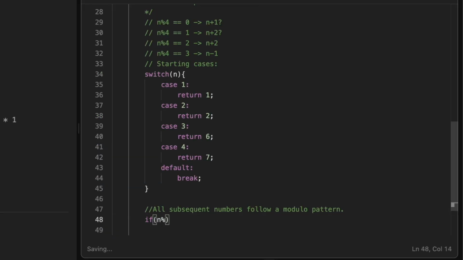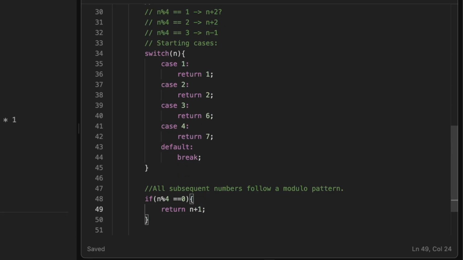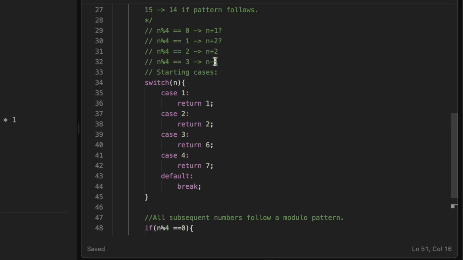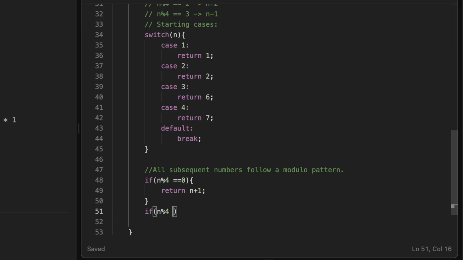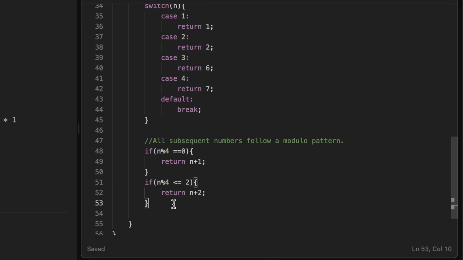So as we established in our comments above, for when there is no remainder, we know that we return n plus 1. If there is a remainder of less than or equal to 2, then our return value is n plus 2. And if it's neither of those, our return value has to be n minus 1.